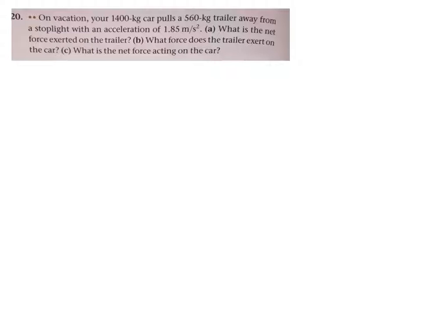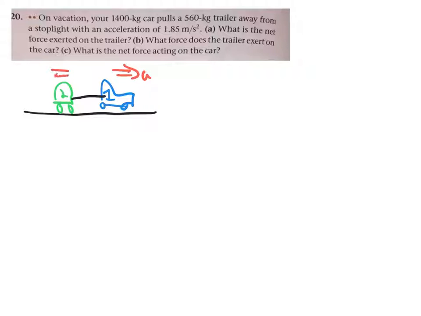So as always, we begin with a little picture, and we'll say we have the car, object 1, and a trailer, object 2, and they're connected by some sort of tow bar. The car pulls away with an acceleration A, and that means, of course, the trailer also has that acceleration A.